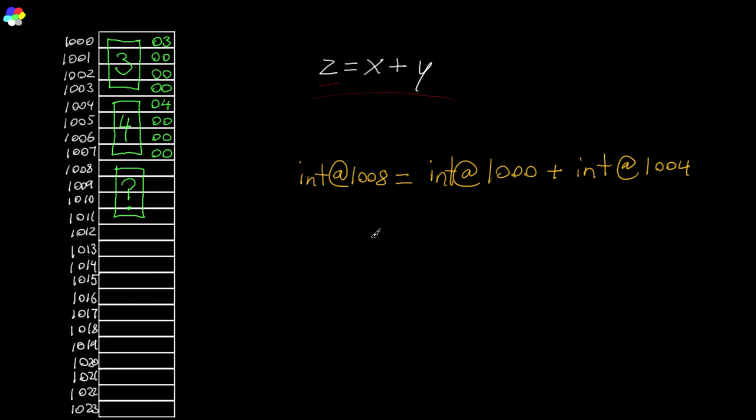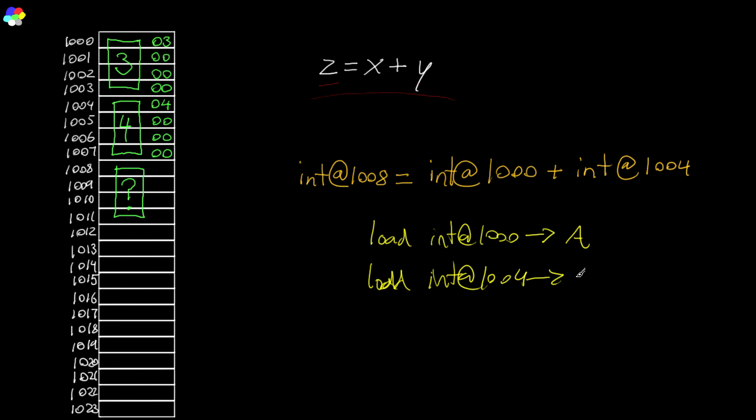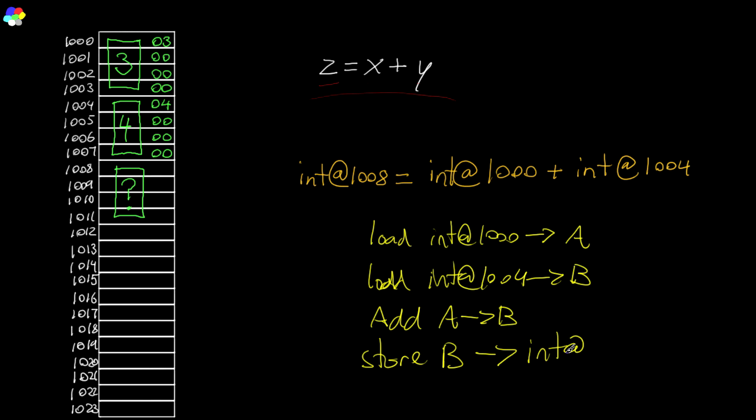So it would be, first load int at 1000, and maybe load it into a register called A, and load int at 1004 into a register called B, and then add A to B, and then store B into integer at 1008. This is how the CPU deals with its stuff. This is how we deal with this stuff.